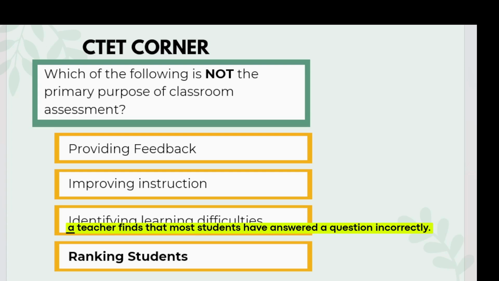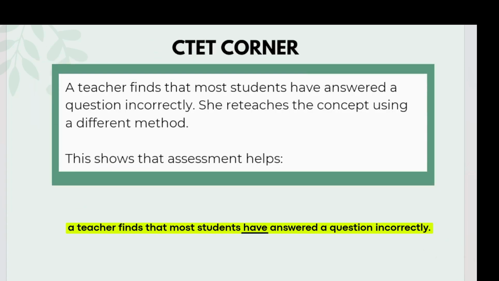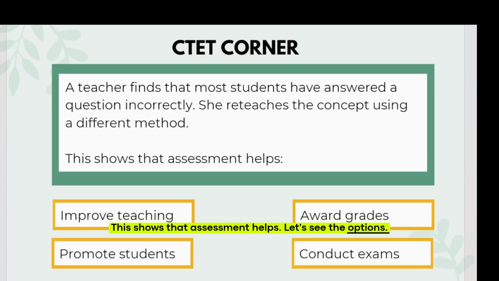Another question: a teacher finds that most students have answered a question incorrectly. She reteaches the concept using a different method. This shows that assessment helps to. Let's see the options: improve teaching, award grades, promote students, conduct exams. So neither are grades being given, exams being conducted, nor students being promoted. So the answer is improve teaching.